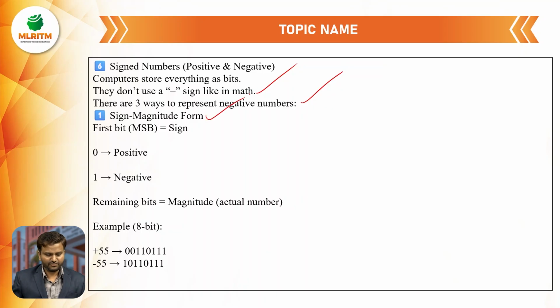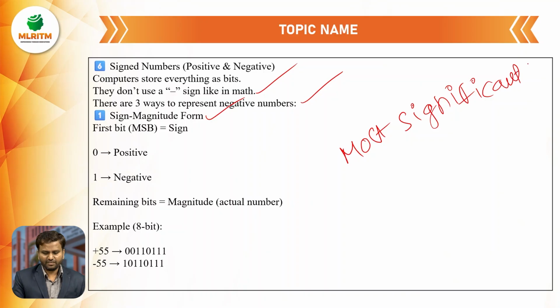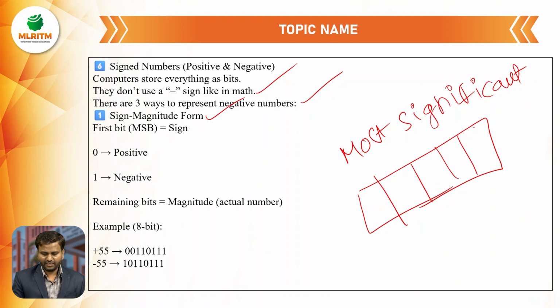The first one is the sign magnitude form. The first bit, the MSB, is the sign bit. MSB means most significant bit, which is nothing but the first bit of the register. If we have an 8-bit register, the bits run from 0 to 7, with the most significant bit at one end and the least significant bit at the other. The last bit is the least significant bit, and the first bit is considered the most significant bit.